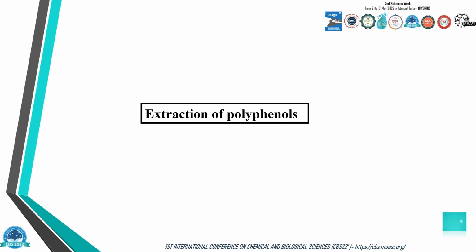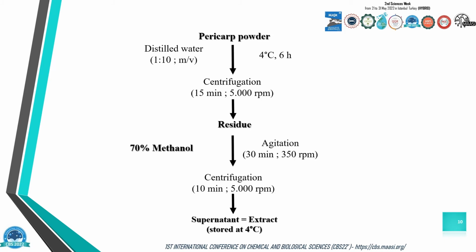Concerning the extraction, the powder was macerated in distilled water for 6 hours, centrifuged 15 minutes at 5,000 rotations per minute. The residue was then stirred with 70% methanol for 30 minutes and centrifuged one more time for 10 minutes. The supernatant was stored at 4 degrees Celsius.